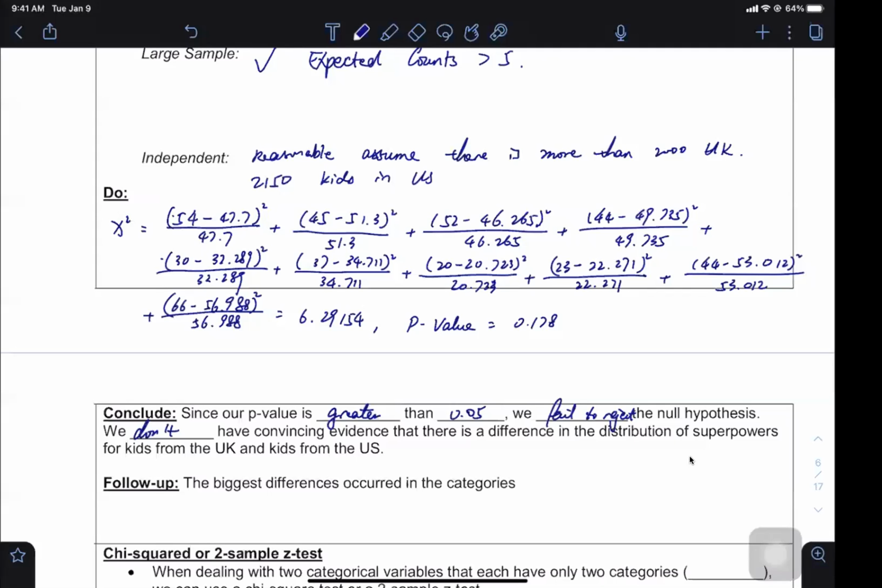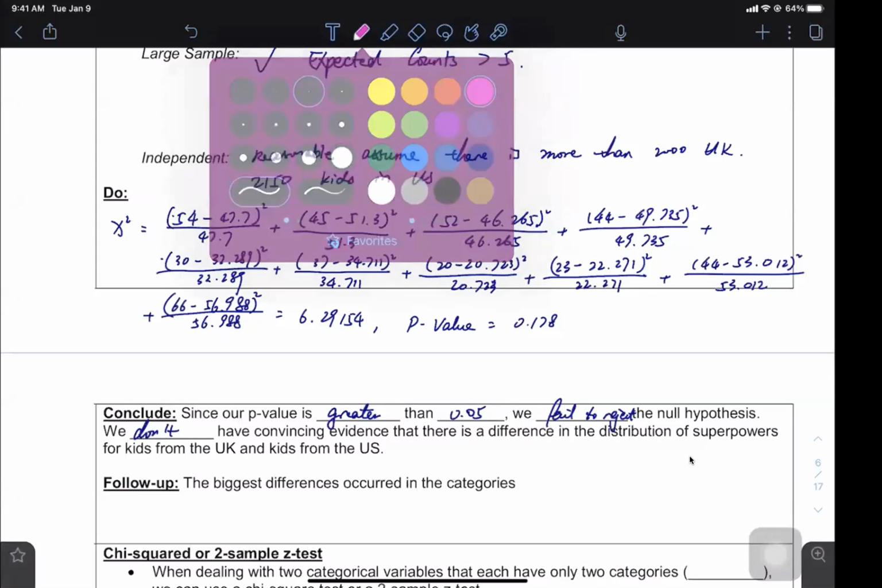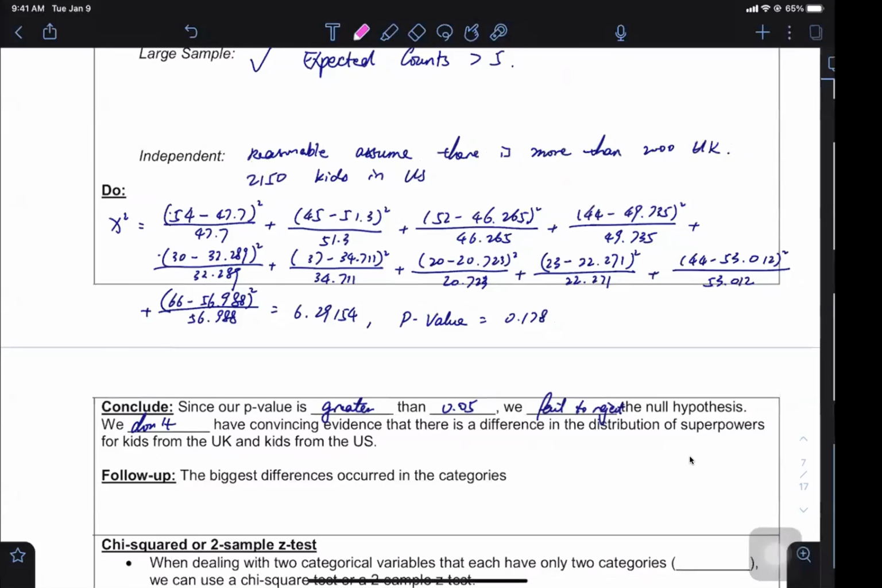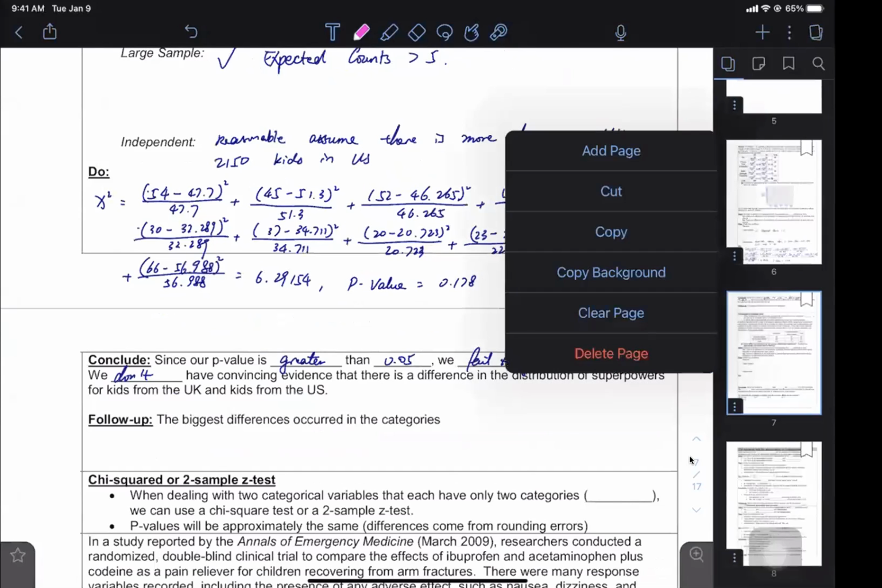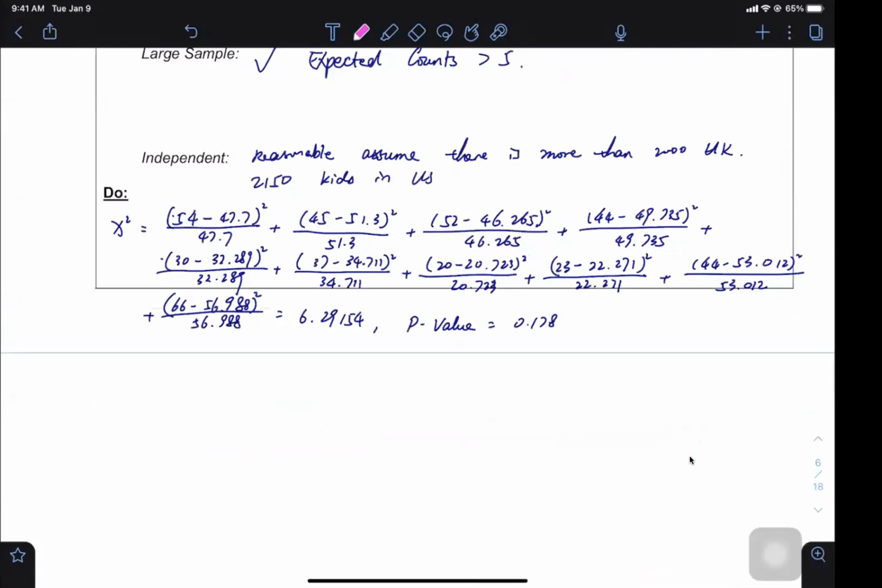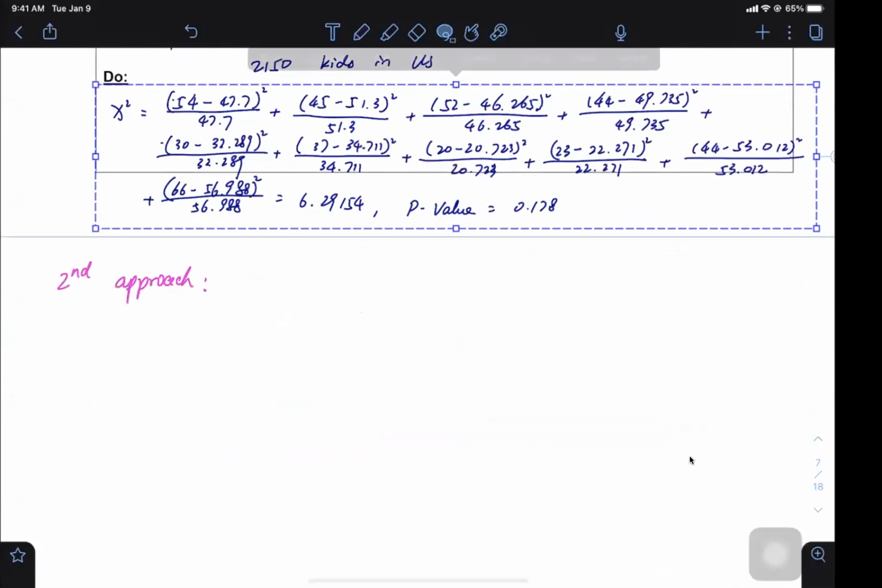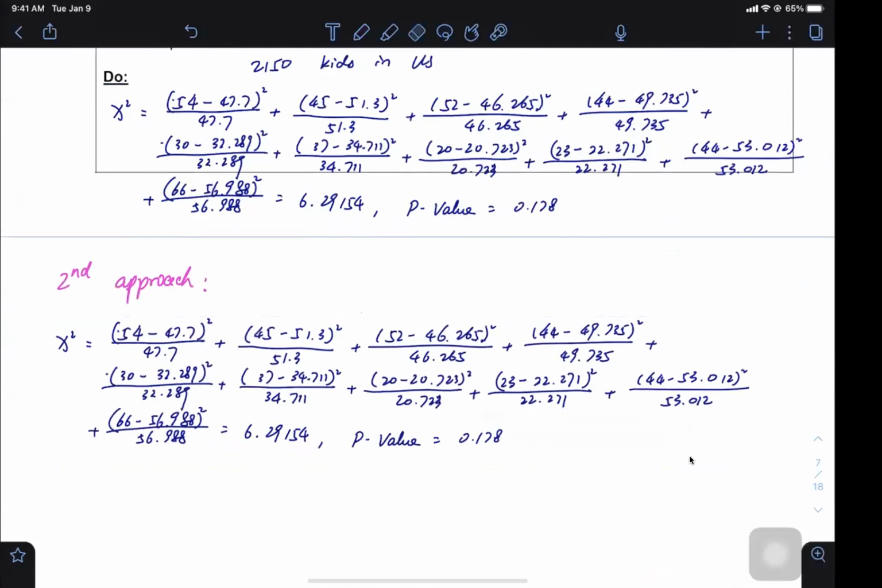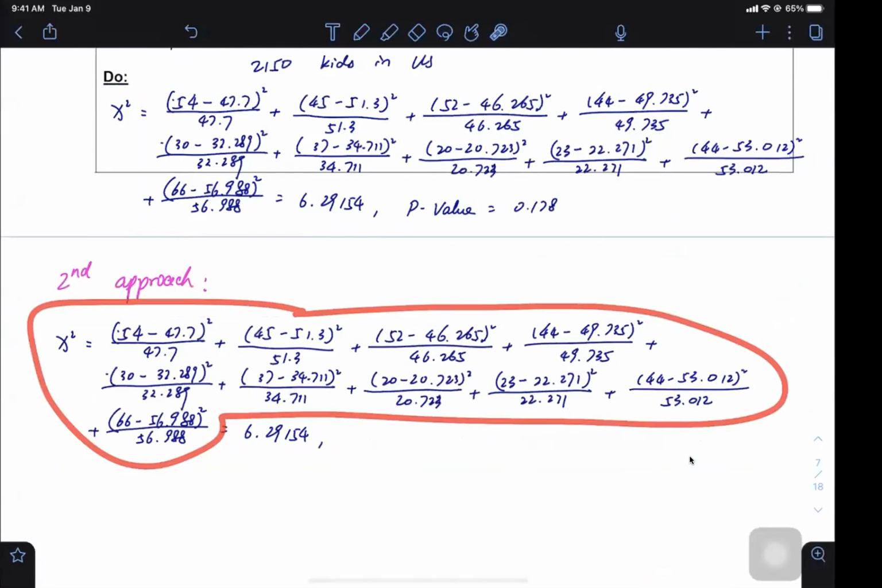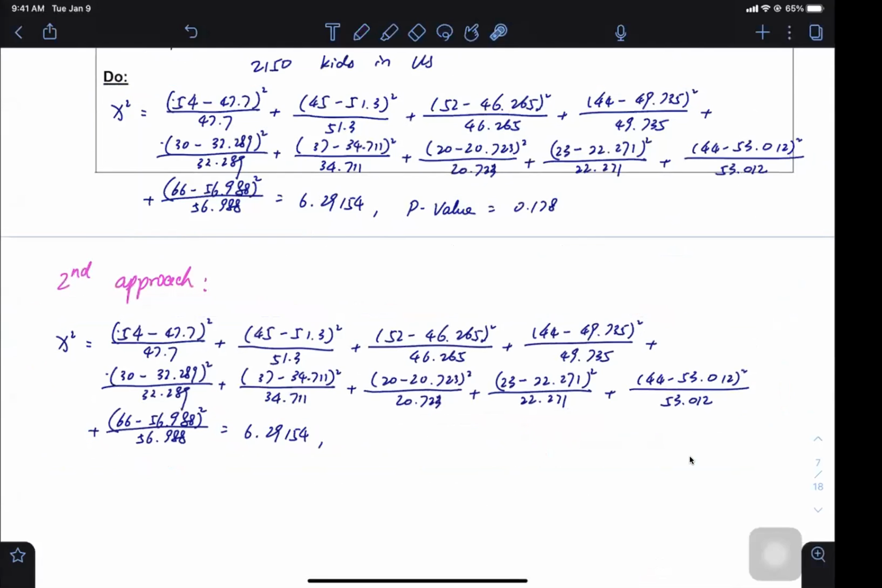Okay, so now let's see, if you don't have your calculator with you, what happens? Again, after you get the chi-square, go to the table. So that's the second approach. For the second approach, you cannot calculate the p-value, but you can use your calculator to calculate this gigantic matrix sum. That's possible, but just be careful. And this is the number that you're looking for.